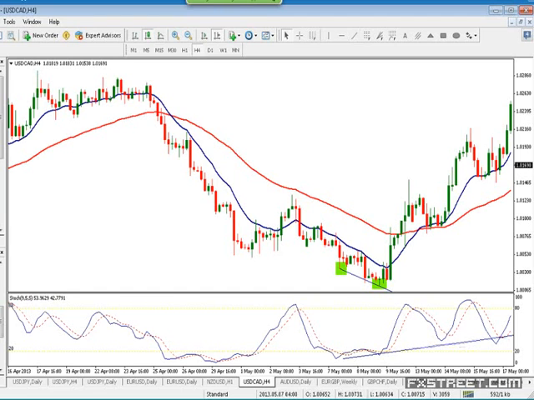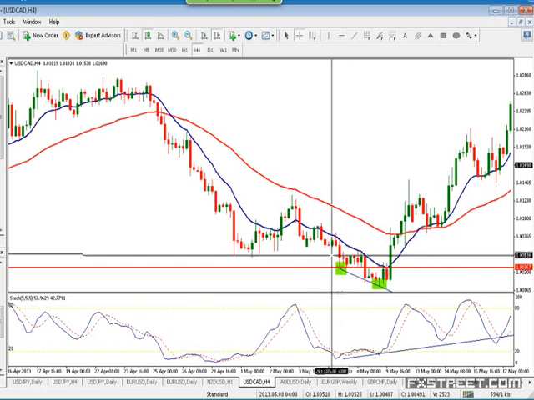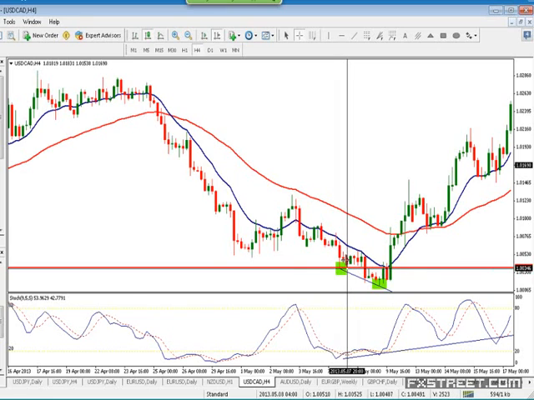So if this was a divergence, if I wanted to take a long, I would have probably taken a long somewhere over here on the break of this support resistance. You know that we've been through this. Support resistance levels are very, very important. I see a next level over here which was support, which subsequently turned into resistance.